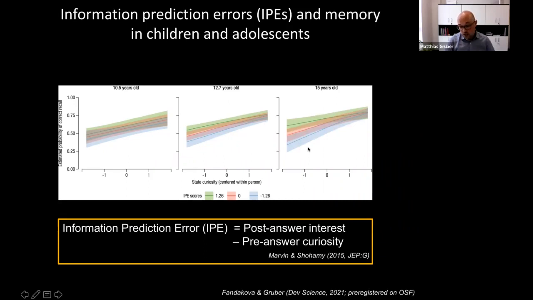They didn't want to see the answer to a trivia question, but then if the information is actually surprising, associated with a positive IPE score, a positive prediction error, memory performance gets better. So it seems to be that this IPE effect on memory is really driven by, or is associated with, development.